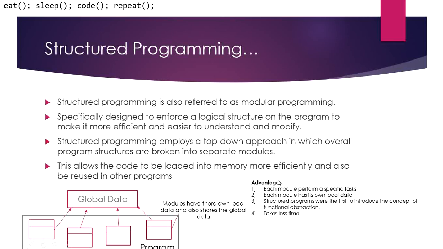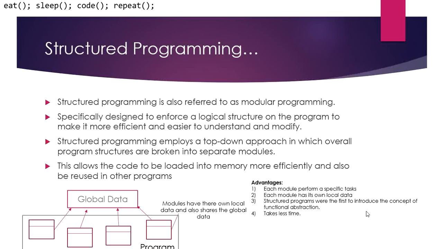Then what are the advantages? Each module performs a specific task. Of course, add is going to perform an add task, subtraction is going to perform subtraction. Each module has its own local data. Okay, you know what exactly global and local means. If you don't, you can move towards my functions second video, I guess, where I talked about global and local data. Structured programs were the first to introduce the concept of functional abstraction, so I was wrong. Structured programming is the one that introduced the concept of functional abstraction.